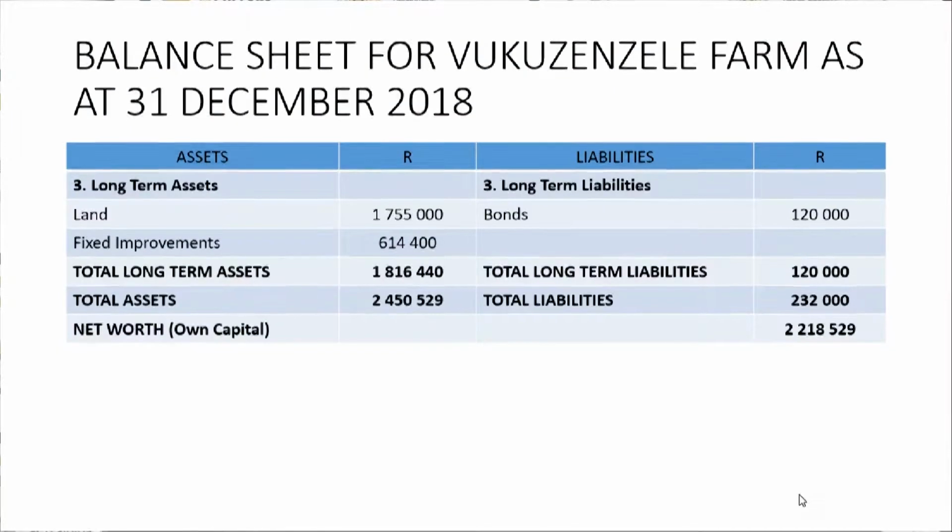Coming to the long-term assets, Vuk'uzenzele Farm had land which was valued at 1,755,000, and the fixed improvements, which were buildings, were valued as 614,400. The total long-term asset was 1,816,440 rand.